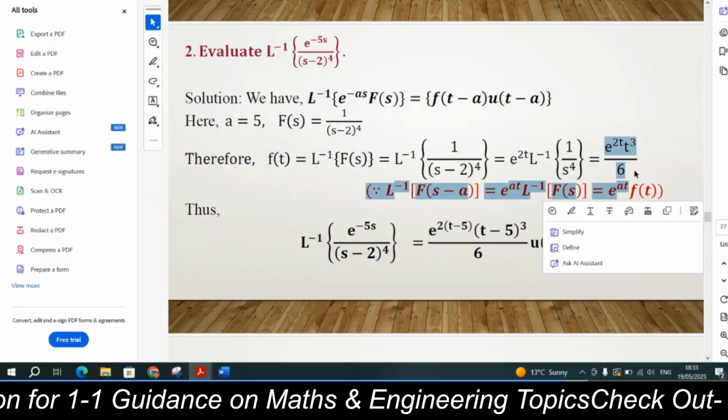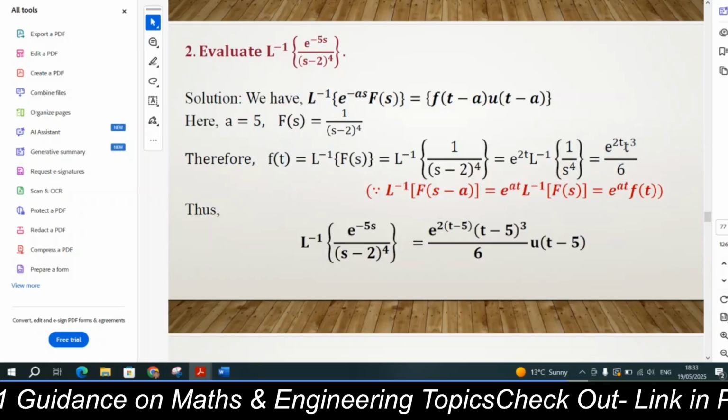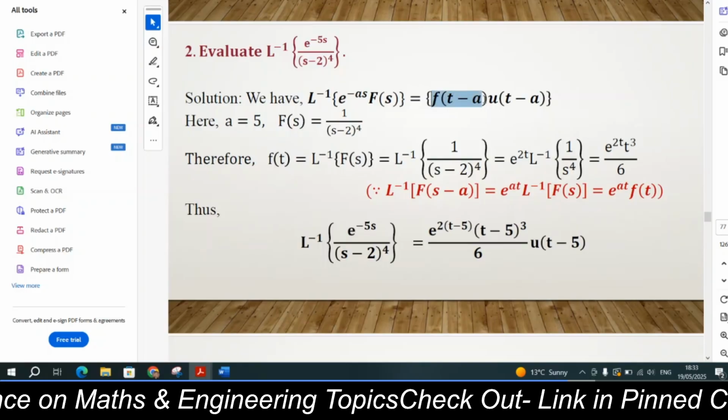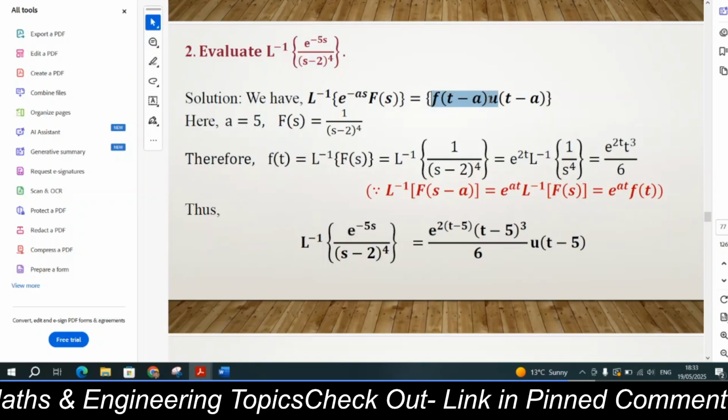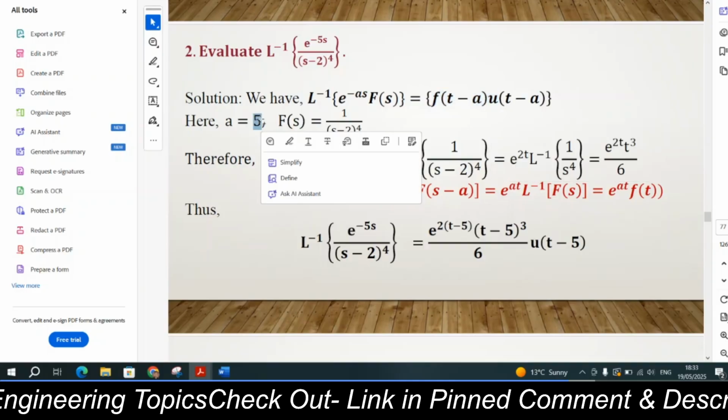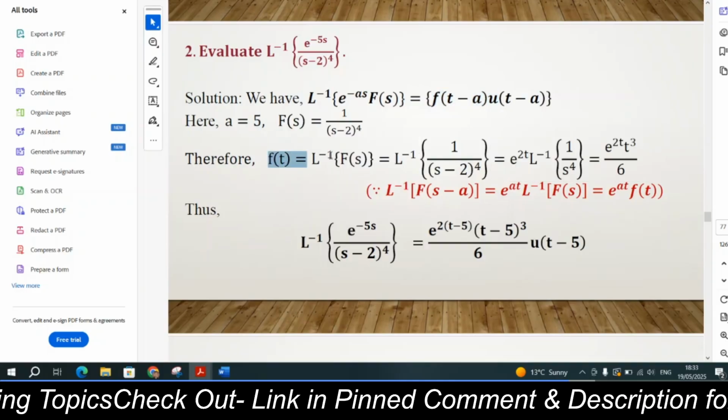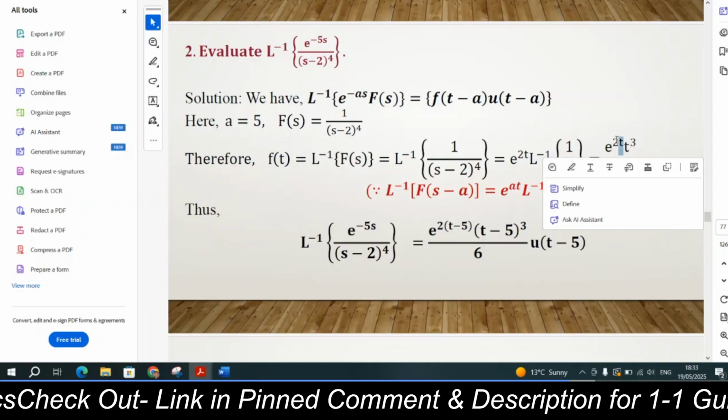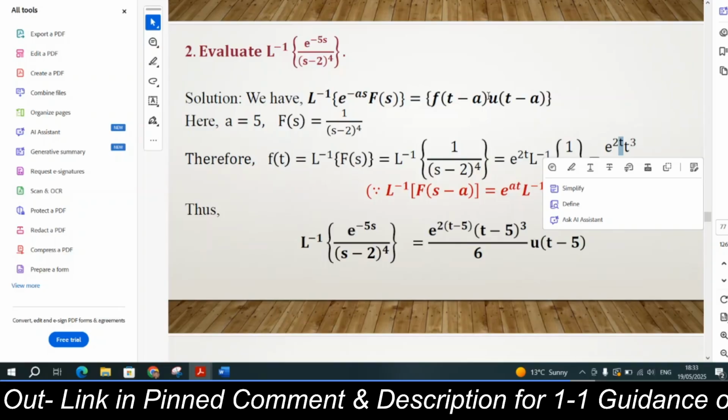Okay, I just didn't get that t cube upon 6 part. S raised to 4, how do we? Oh, okay, we're doing the t to the power n thing. Yeah, s raised to n gives t to the power n minus 1 upon (n minus 1) factorial. Yes, okay, got it. So you got f of t over here.